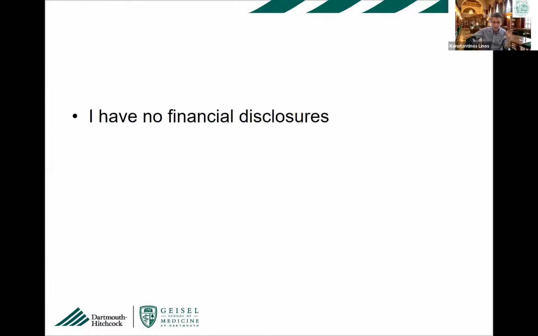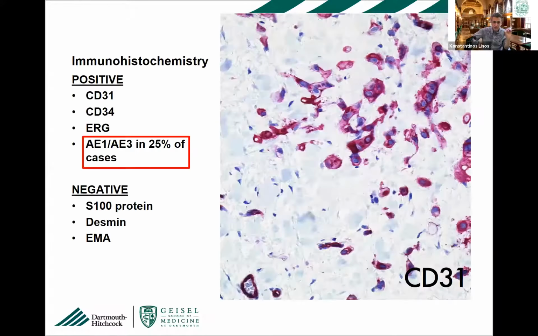I have no financial disclosures for epithelioid hemangioendothelioma, right? One thing I want to mention, as I mentioned, a quarter or even up to 40% can be positive for keratin. So that's a pitfall, and you can misdiagnose with a lot of different things. I've seen people diagnose metastatic lobular breast cancer in the skin, which was actually primary epithelioid hemangioendothelioma. And obviously, not all of them will be positive. In our case, the CD34 was negative, so you need to do two vascular markers.